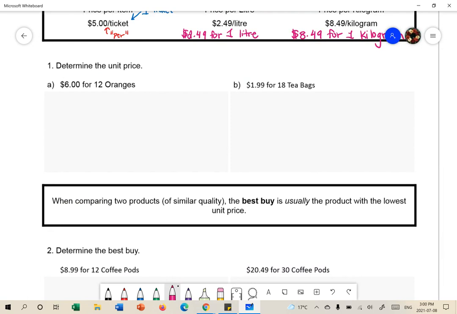A, $6 for 12 oranges. The information given to me says that if I buy 12 oranges, it'll cost me $6. My unit price would be, how much does it cost for 1 orange? So I'm going to take my dollar amount and I'm going to divide it by how many oranges it costs for that dollar amount. So for $6, that will give me 12 oranges.